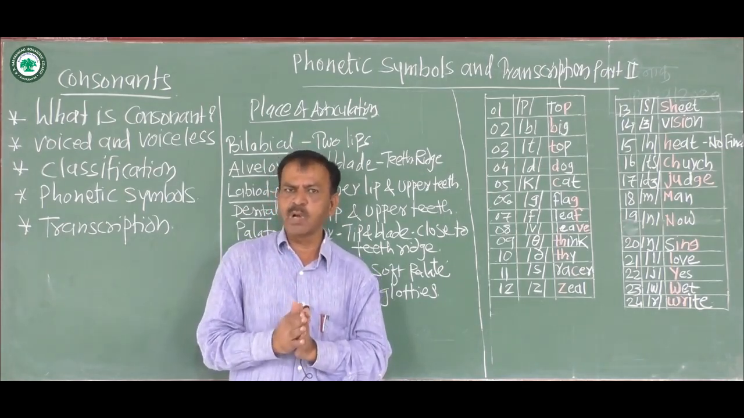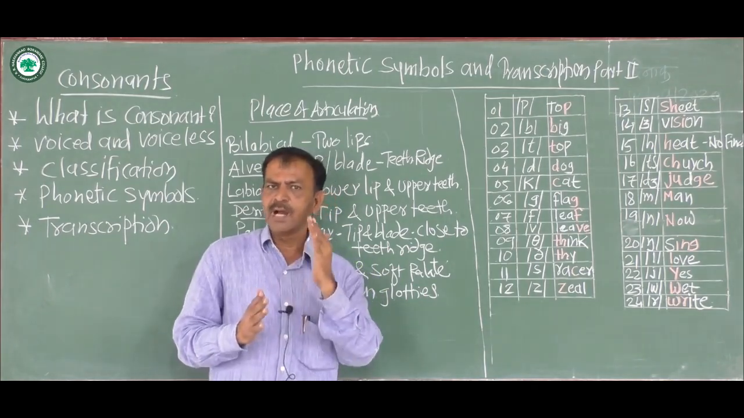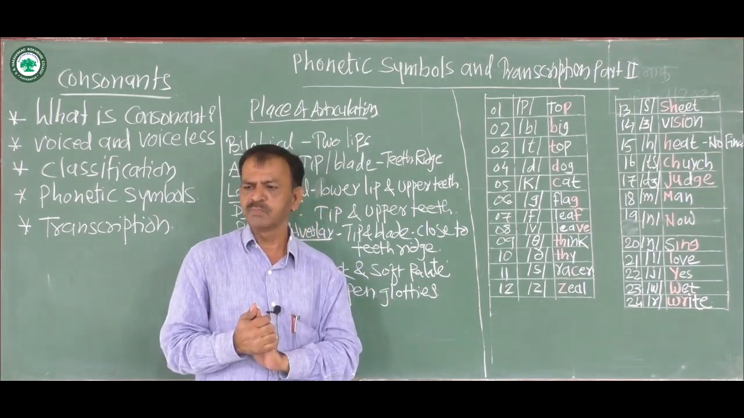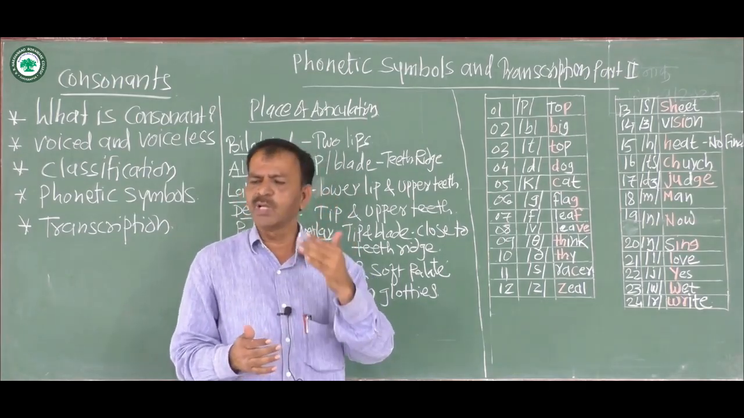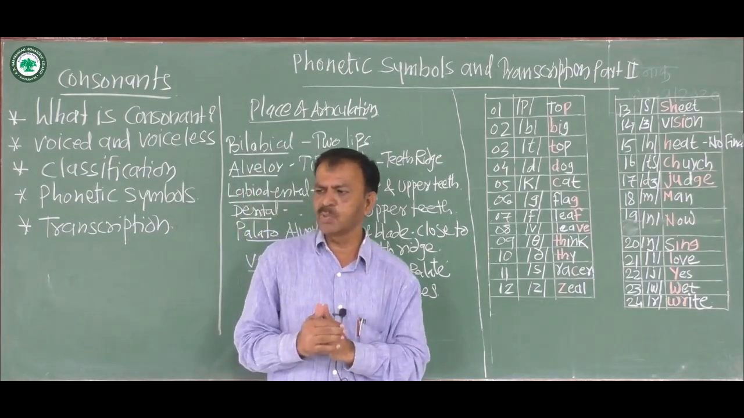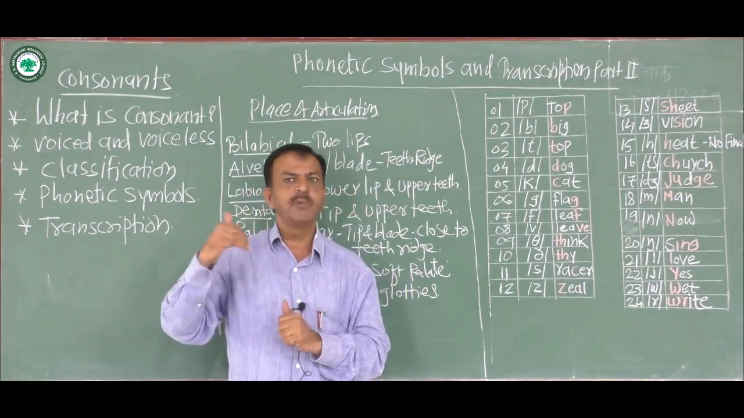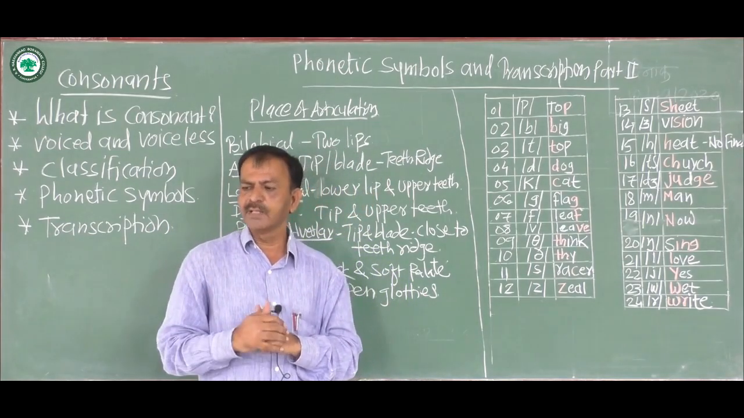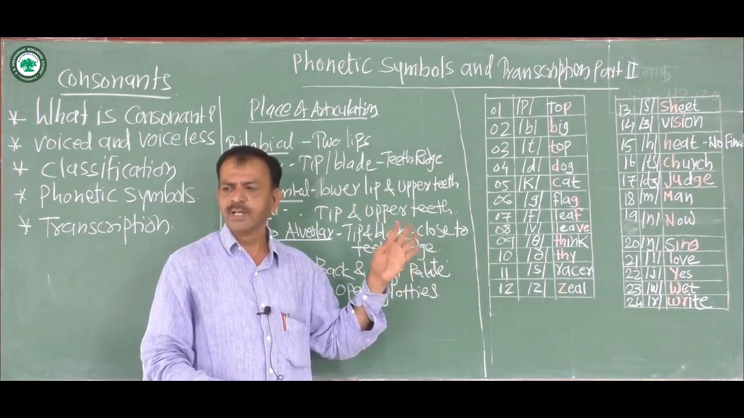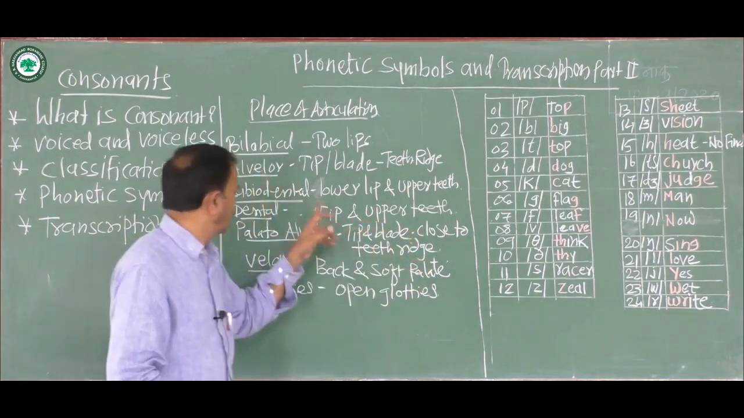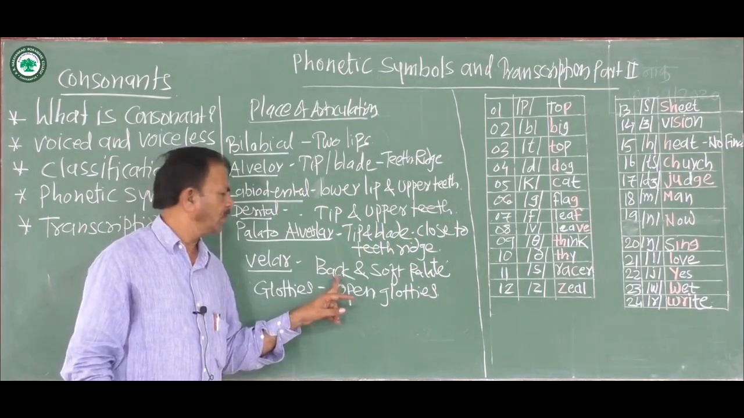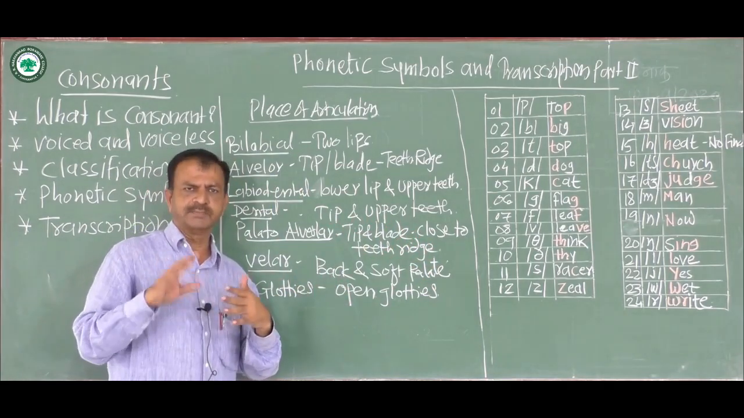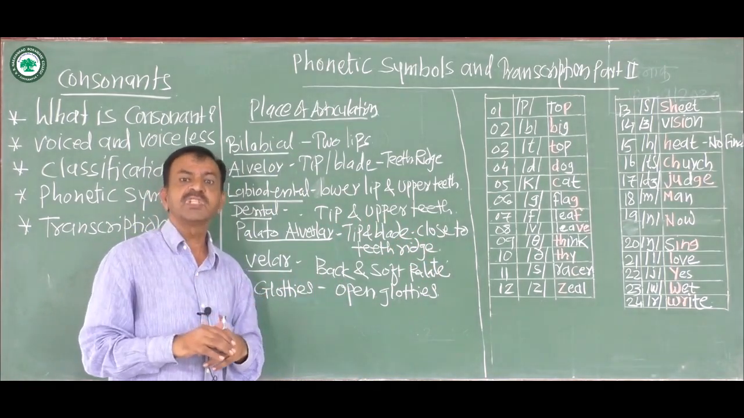T is called voiceless alveolar plosive, while D is known as voiced alveolar plosive. K is known as voiceless velar plosive, while G is called voiced velar plosive, because you studied what is a velar sound, that is, the back of the tongue against the soft palate.